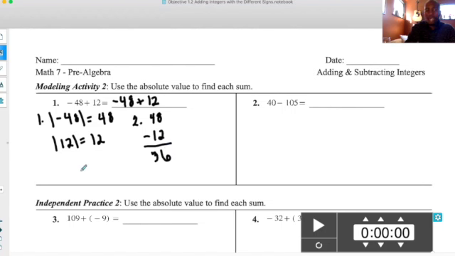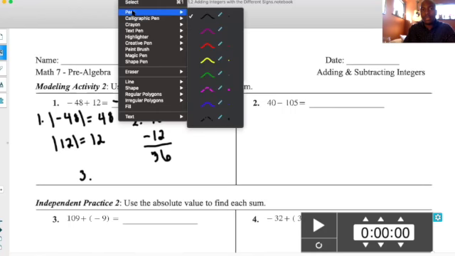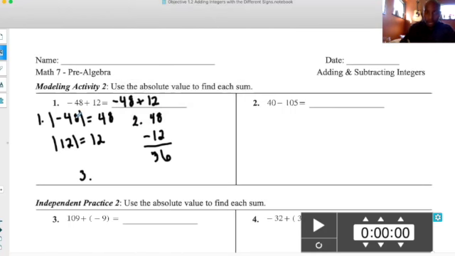All right. The third step says to use the sign of the bigger absolute value number. So the bigger absolute value number was 48. What was the sign of its original number? Negative. So I'm going to use the sign of negative 48. So I'll put a negative there to add to my answer. So negative 48 plus 12 is negative 36.